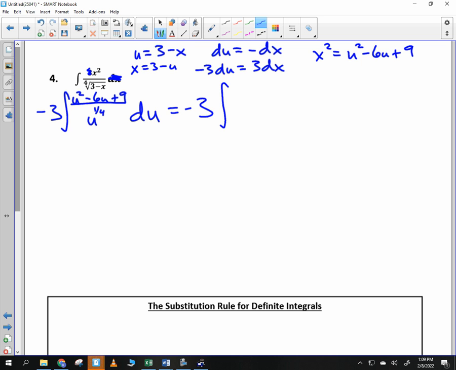Negative 3 integral. Okay, I've got u squared over u to the 4th. If I'm dividing, what do you do to the exponents? Subtract. So this is 8/4 minus 1/4. Good. U to the 7/4. Minus, this is u to the 4/4. So we divide by 1/4, we get, yeah, 6u to the 3/4. And then the 9, that's a u to the 0/4, so it's just going to be a plus 9u to the negative 1/4.